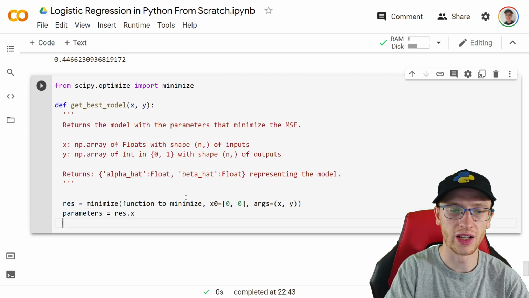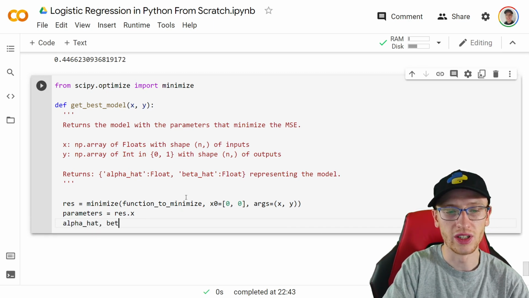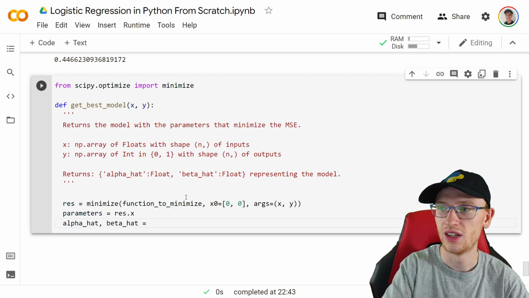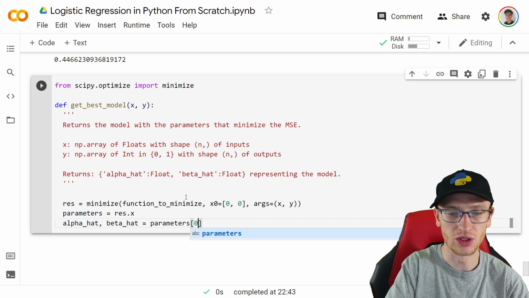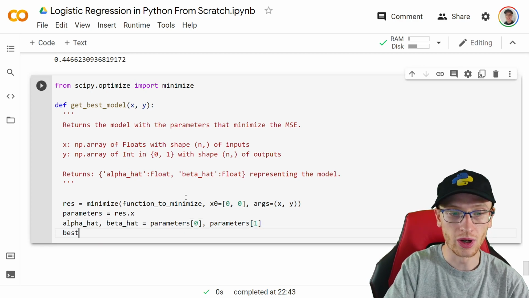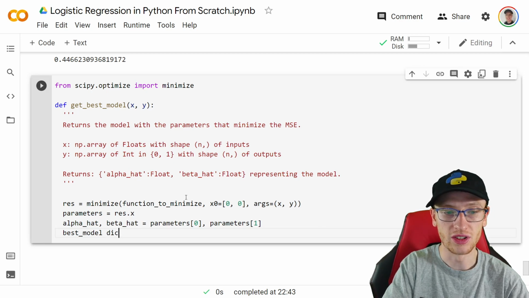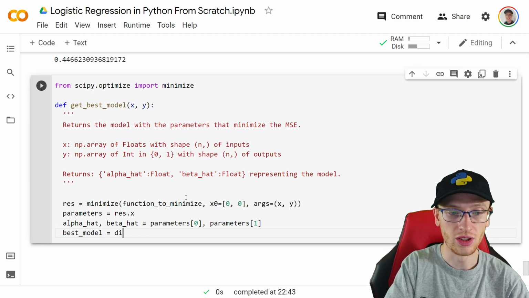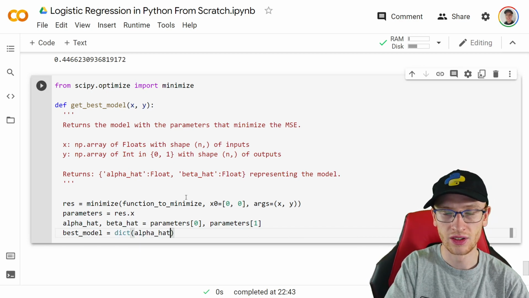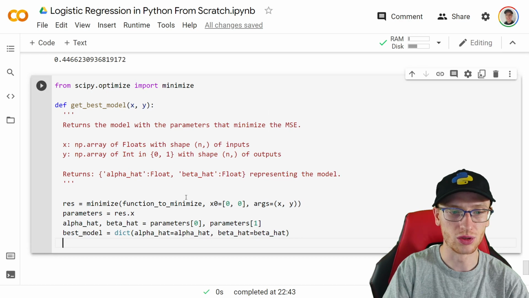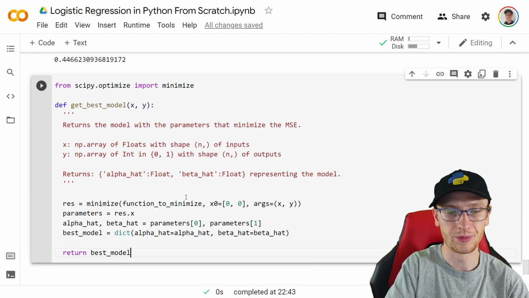The first part will be alpha hat, so we can get alpha hat as the first one and beta hat as the second one. These are the best alpha hat and the best beta hat, equal to parameters sub 0 and parameters sub 1. And then the best model, we're calling it best because that is actually optimized at this point. Best model is the dict of alpha hat equal to alpha hat and beta hat equal to beta hat, making it that dictionary model, and then we'll just return the best model.